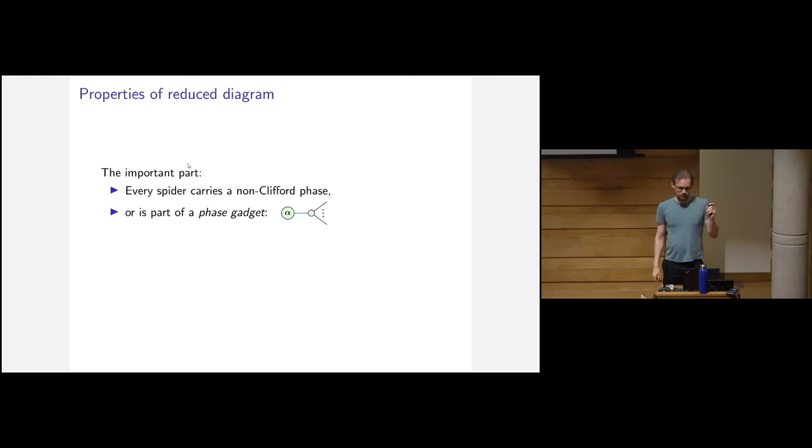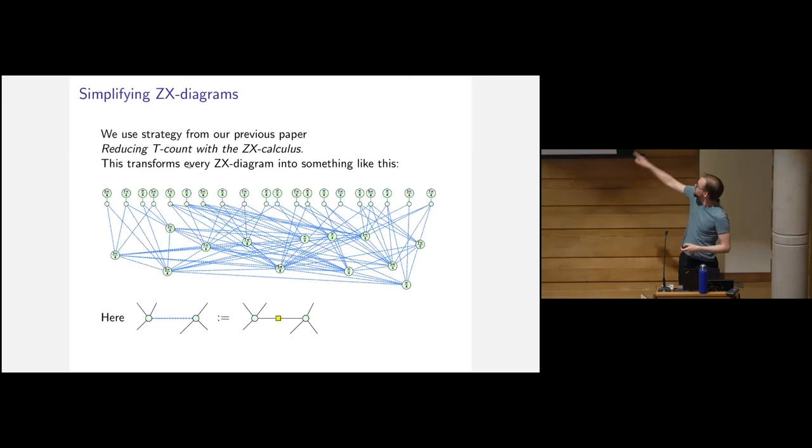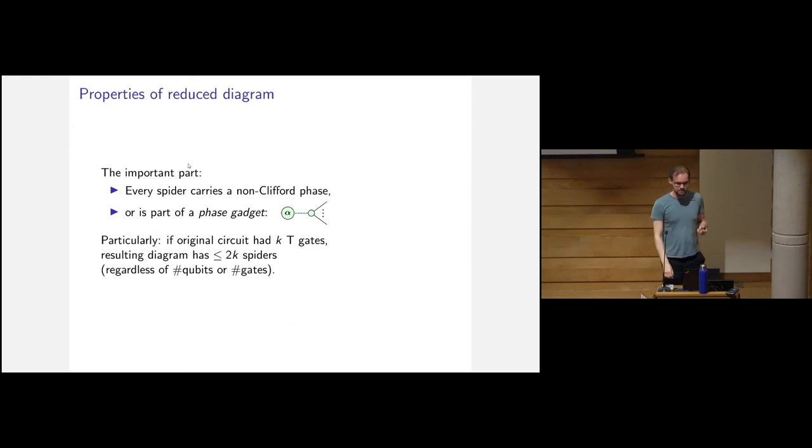There are a couple of important properties here. We get a diagram where every spider either carries a non-Clifford phase, or it is part of a phase gadget, which means it is a non-Clifford phase connected to a spider without any phase on it. If you look at the previous diagram, we have the phase gadgets on top, and the non-Clifford phases on the bottom. Why is this important? This means that if our original circuit had k T gates, then the resulting diagram has at most 2k spiders, because a phase gadget gives you two spiders, and the other spider gives you one. Only the non-Clifford spiders contribute to this, regardless of the number of qubits or gates. So if I give you a circuit with 10 million gates, but it has 10 T gates, then your diagram will have at most 20 spiders at the end. It doesn't matter how big the original circuit was.